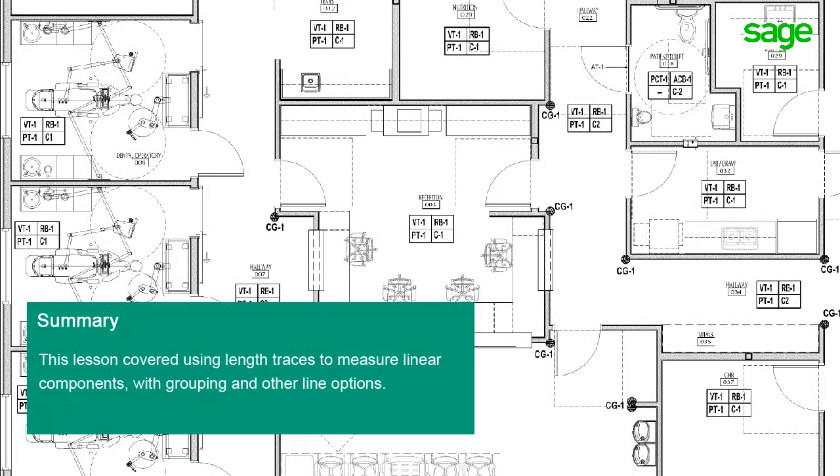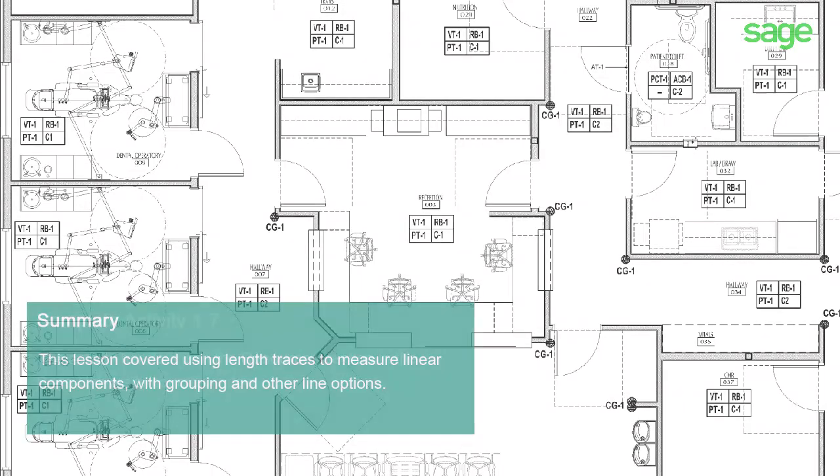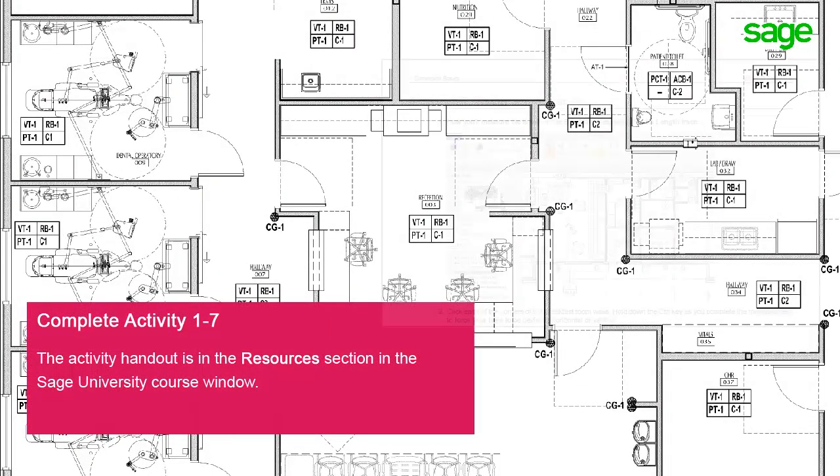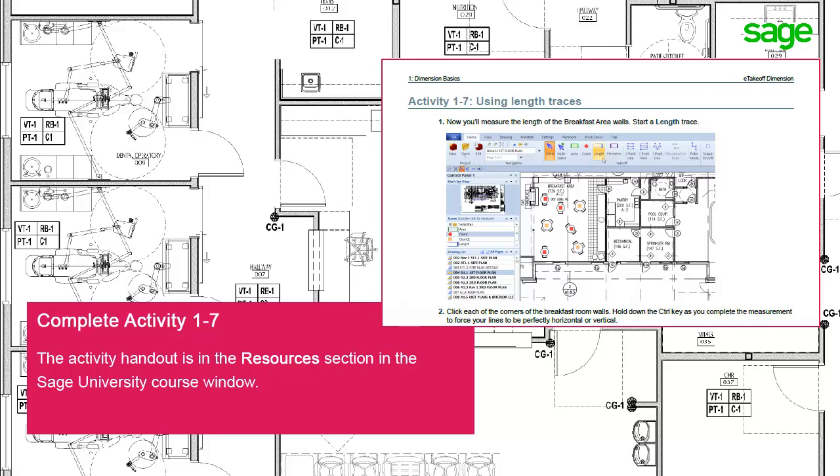This lesson showed you how to use a length trace to take off continuous lines, disconnected groups of lines, 2-point lines, and 1-point lines. Now that you've finished this lesson, take some time to practice creating length traces by following the steps in the handout.